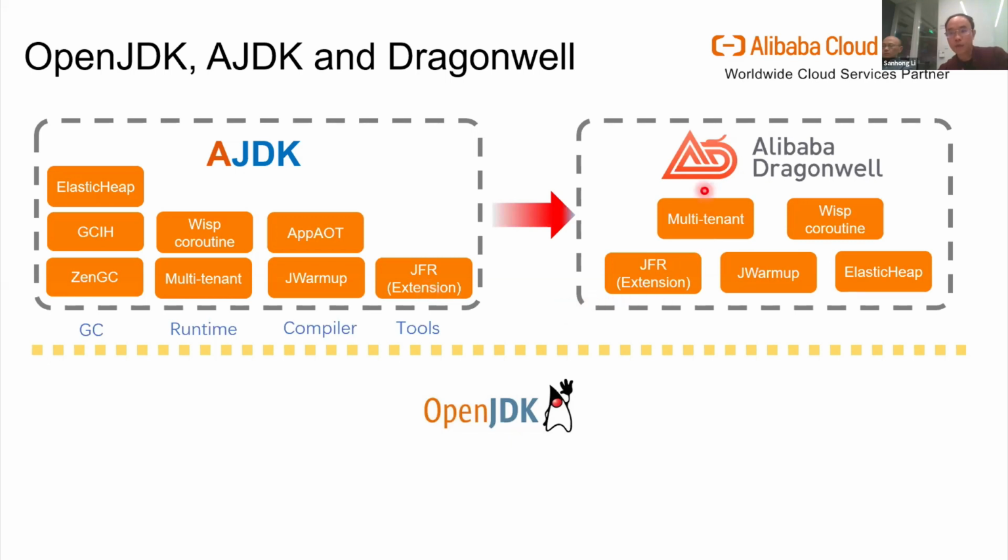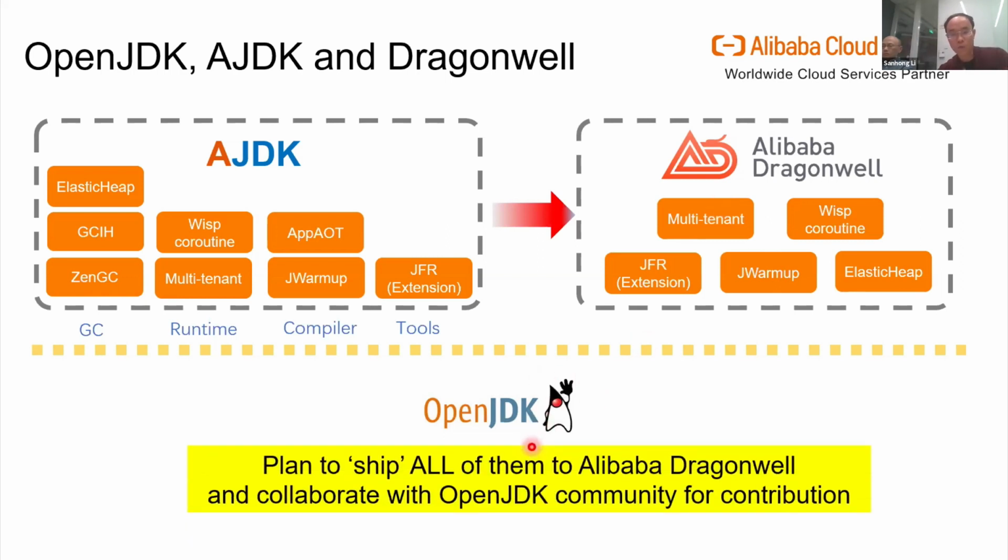And just 2 years ago, we open sourced HDDK as the Alibaba Dragonwell. You can look at this right picture. The features I mentioned, for example, multi-tenant, coroutine, and warm-up, have been included in our open source version, Alibaba Dragonwell. In the long term, we are planning to ship all of them to Alibaba Dragonwell in the open source space, and we would like to collaborate with the OpenJDK community for contribution.